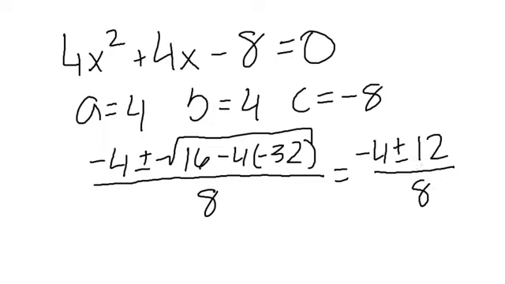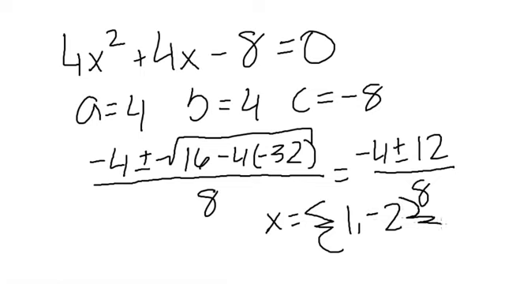So we have our first solution, which would be x is equivalent to negative 4 plus 12 divided by 8. So negative 4 plus 12 is 8, and then divided by 8 is just 1, and negative 4 minus 12, which is negative 16 divided by 8, is negative 2. And those are our final answers.